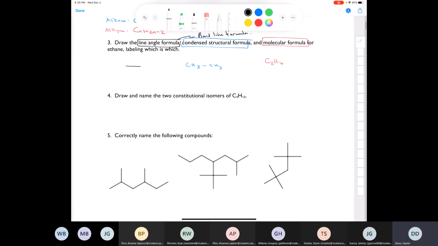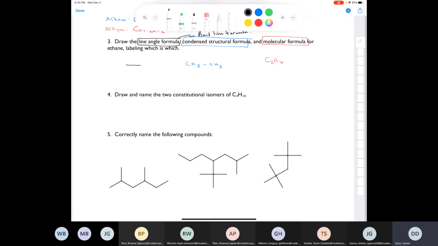All right, so there's the answer to question number 3 above. Okay, so let's get into question number 4. Draw and name the 2 constitutional isomers of C4H10. Well, we could start by just drawing a linear hydrocarbon. So 1, 2, 3, 4, like that. This would be butane. The only other way to connect 4 carbons would be like this, have 1, 2, 3, and have one branched off like this.